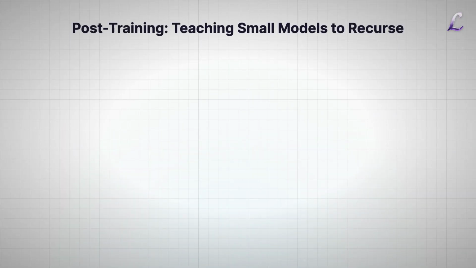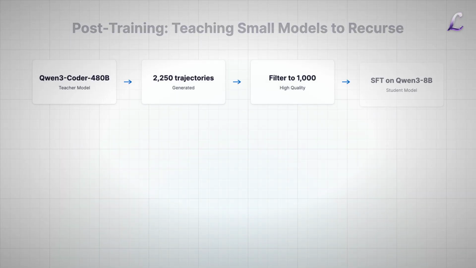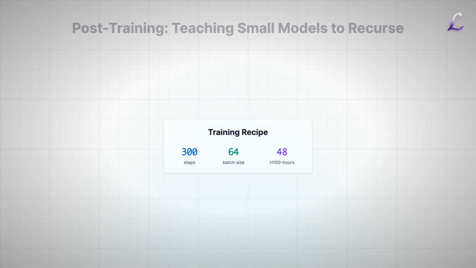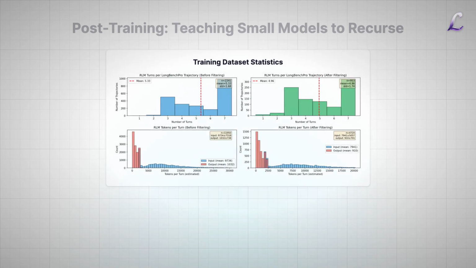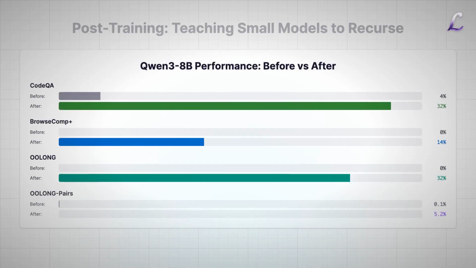Can a small model learn this recursive logic? Yes. The authors took Qwen3 Coder 480B, generated 2,250 trajectories, and filtered them down to just 1,000 high-quality training samples. They fine-tuned a tiny Qwen3 8B model for just 300 steps. That is only 48 H100 hours of compute. The result? The 8B model's performance jumped 28.3% on average. On Code QA, it went from 4% to 32%. This proves that recursive orchestration isn't some emergent property of massive intelligence. It's a learnable capability that can be distilled into small, efficient models.